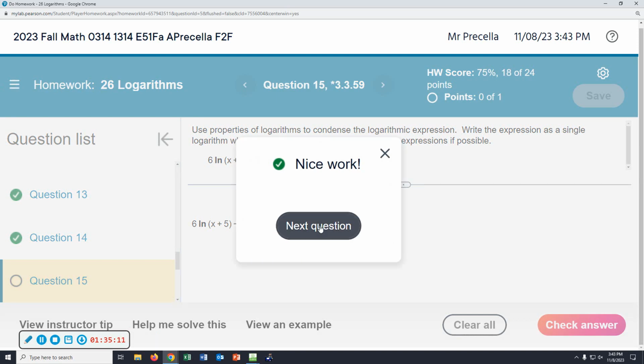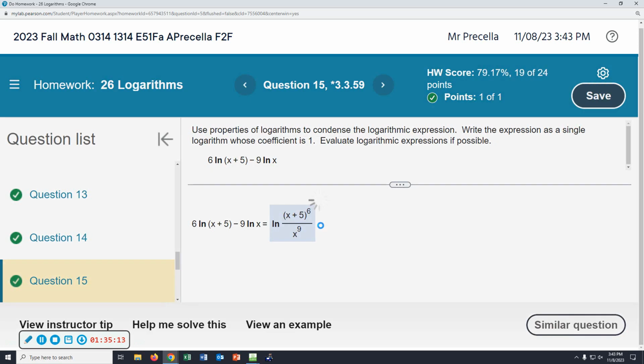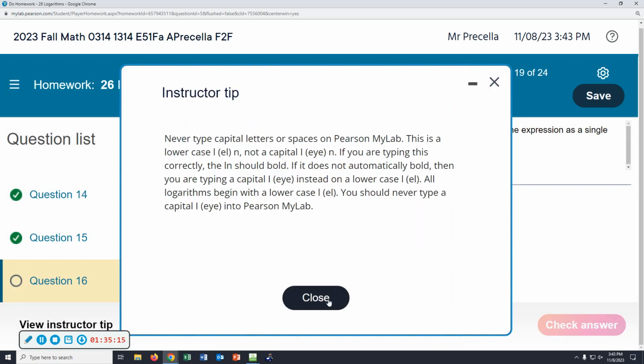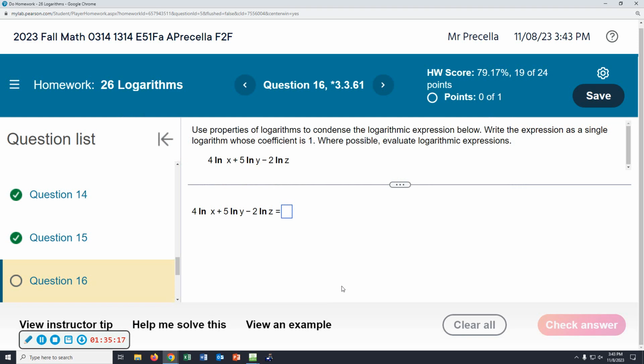Y'all caught up with us? Oh, okay. I like this one. I like this one a lot. They're writing it down, so I'm going to write it down. This is one of those where there's a common mistake people make.